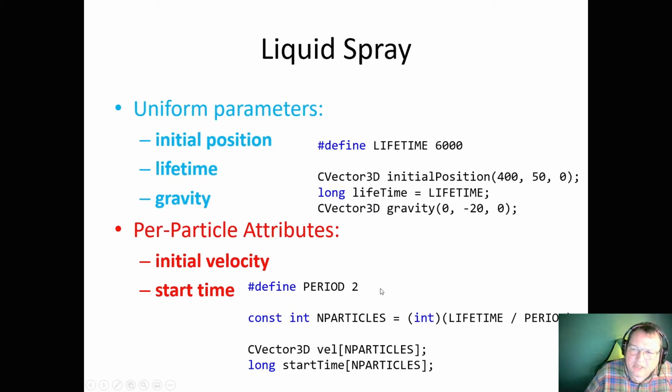So every 2 milliseconds we create a particle. This means 500 particles per second, and this means that we will have 3,000 particles per lifetime of a single particle. So during a lifetime of a particle, which is 6 seconds, with a rate of 500 particles per second, we will have 3,000 different particles created.